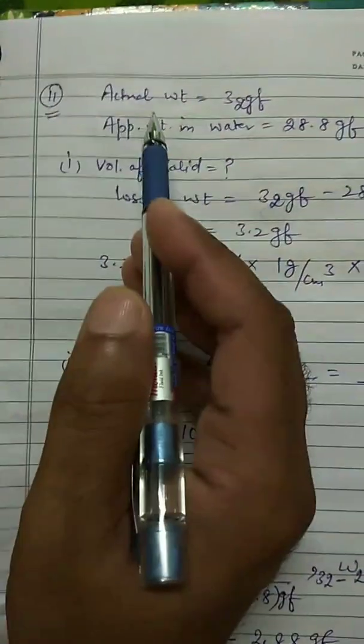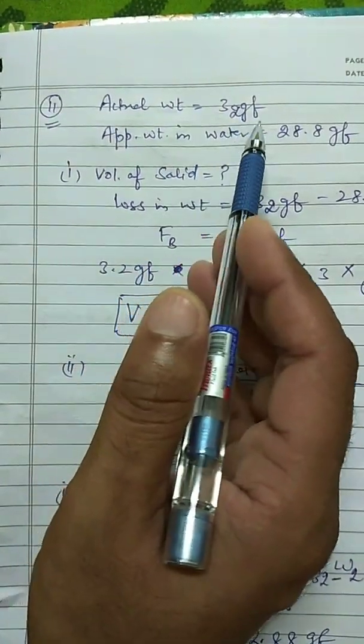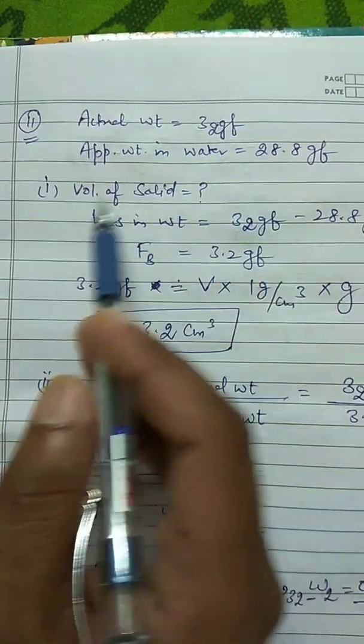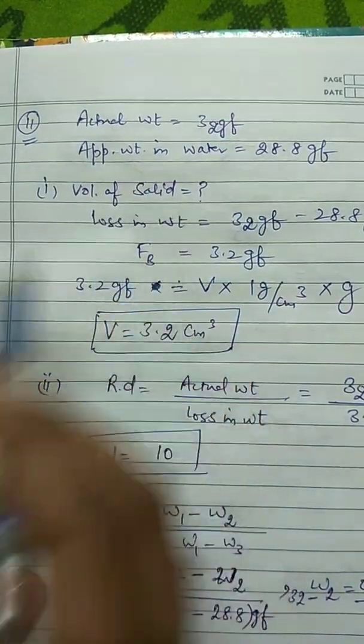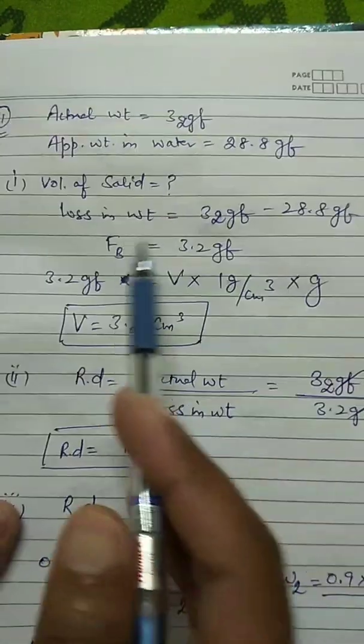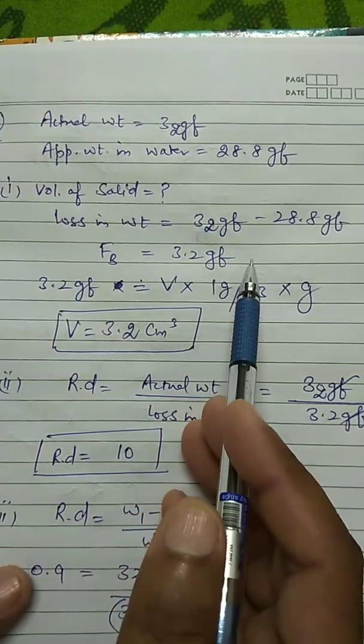In the 11th numerical, actual weight is equal to 32 gram force. Apparent weight in water is 28.8 gram force. First part, the volume of the solid we have to find. So loss in weight is 32 gram force minus 28.8 gram force. Upthrust is 3.2 gram force.